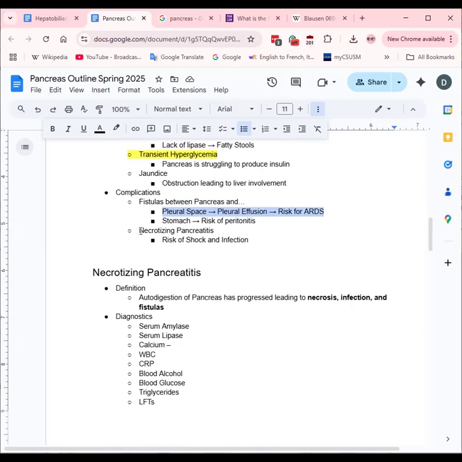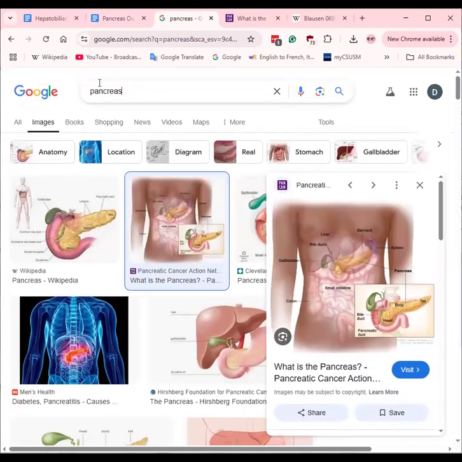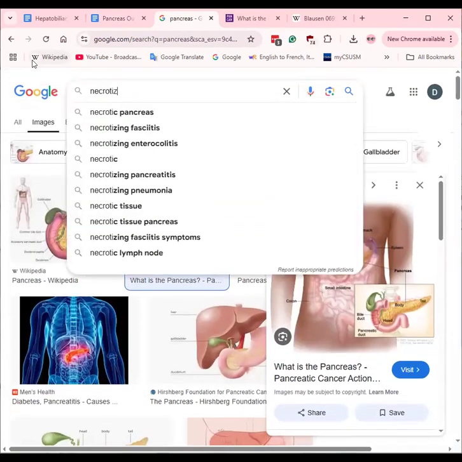And then here, going back to necrotizing pancreatitis, we know that necro means death. Necrotizing means in the process of dying. So necrotizing pancreatitis is where it gets so bad that the pancreas is having necrosis, so it's dying. It's having these fistulas and active infection. So this is the worst possible thing that could happen.